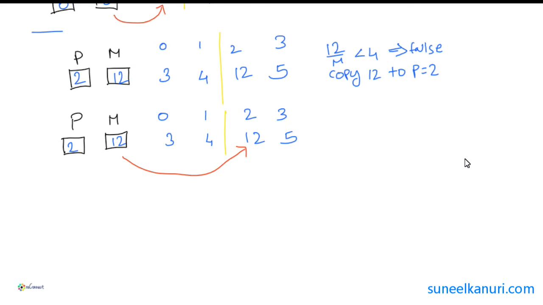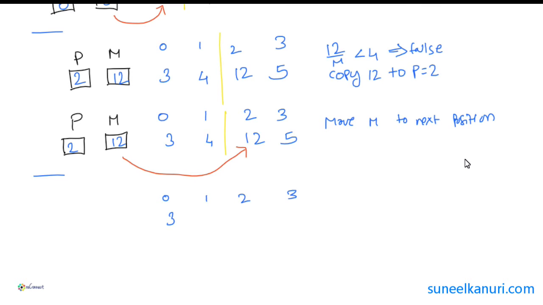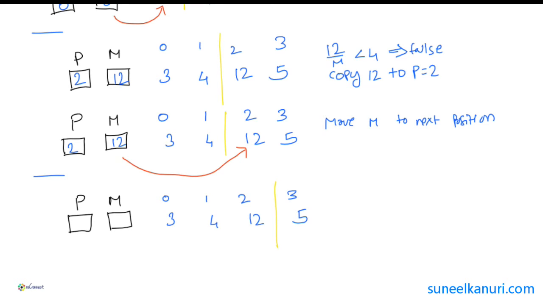Now we will shift our yellow line one position right, between position 2 and 3, which means elements at positions 0, 1 and 2 form the sorted set, and the only element at position 3, which is 5, is the unsorted element. We will try to find the right position to insert 5. So our P now will be position 3, and our M would be our unsorted element, which is 5.